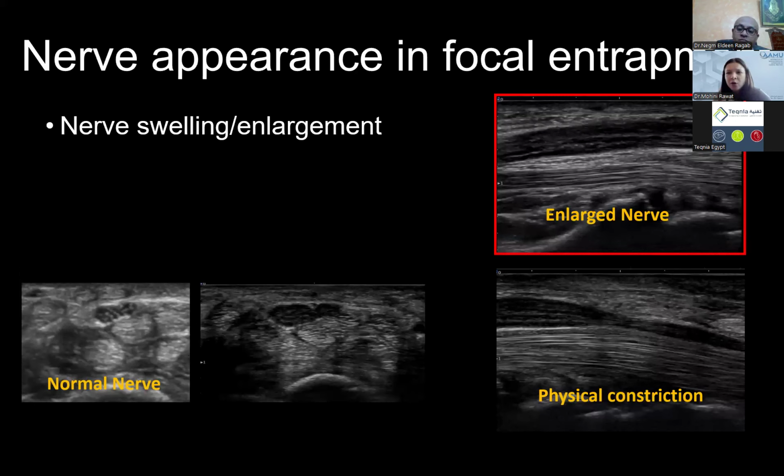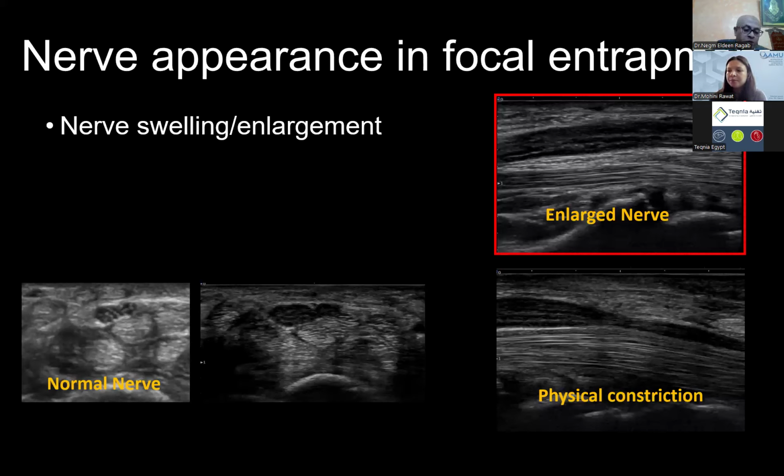Now, not every machine has power Doppler, and not every power Doppler is sensitive enough to pick it up, because these vessels are very small. So if you have a sensitive power Doppler, or if you have power Doppler in your machine, I would always use it. That gives you hyperemia or increased blood flow, which you will see here. So that is a good indicator if you have it.